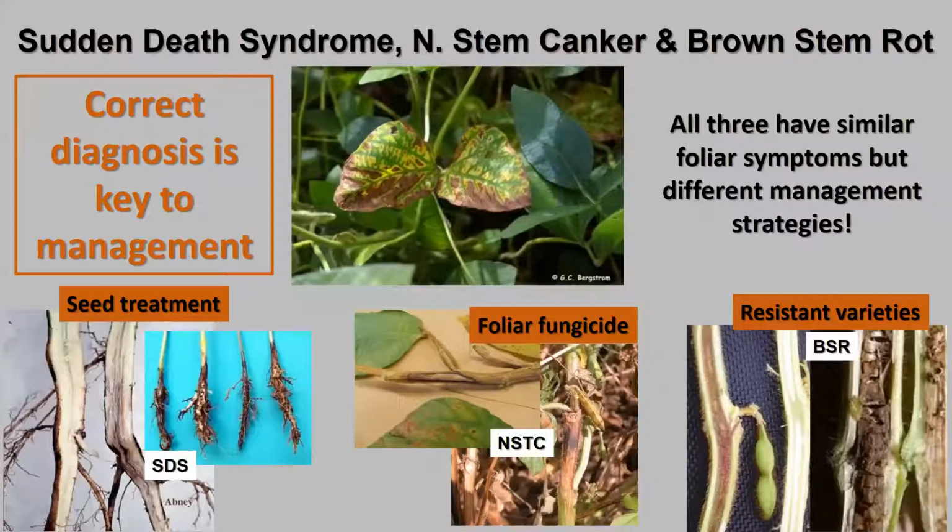And what you see up in that top center photo is typical interveinal chlorosis, interveinal necrosis. This is what all these diseases can do to the leaves. This is a bit of an extreme case here, but just so you know that they can all do this, but they have different other symptoms, including what they do to the roots versus the vascular system versus lesions on the externals of the stem. And then the management, of course, for each of these diseases is going to be different.